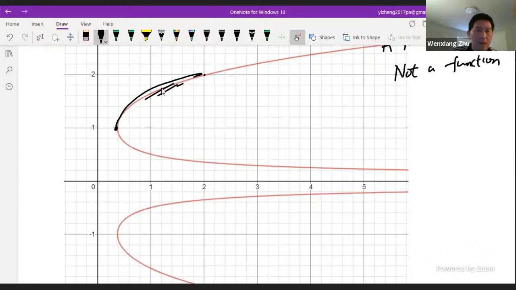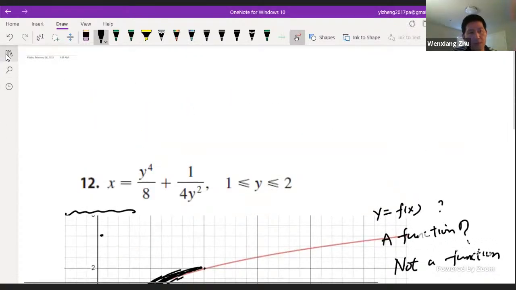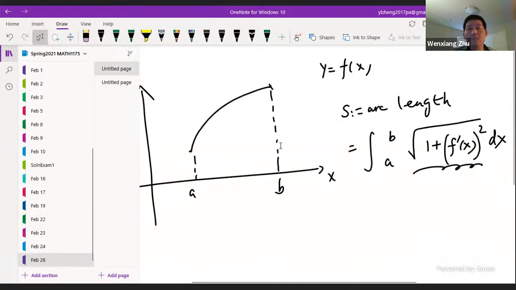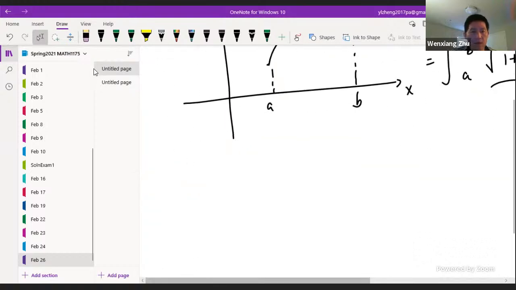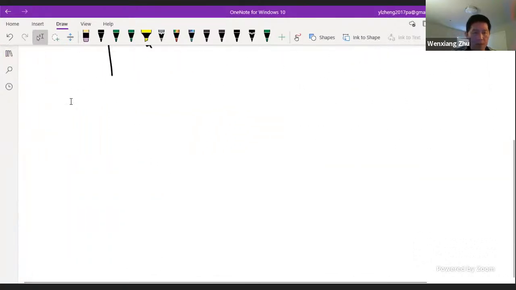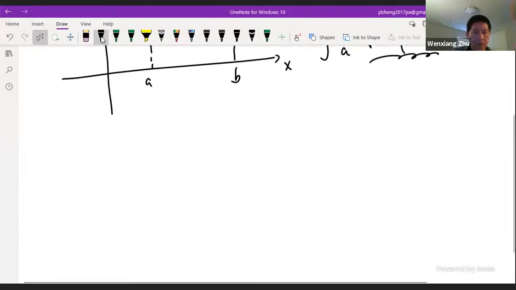Now this one, if you only have this part here, it is a function because it will pass the vertical line test. And then we try to solve for this. However, the formula we just talked about on the previous page won't work. So we do need another formula to handle this case, okay? So now I want to continue on the first page, like this one here.